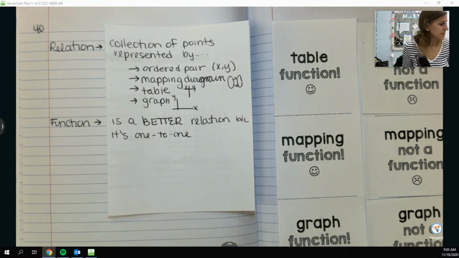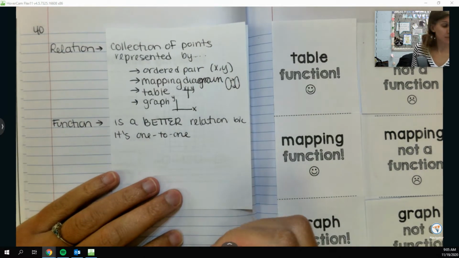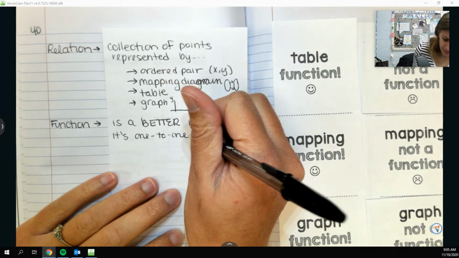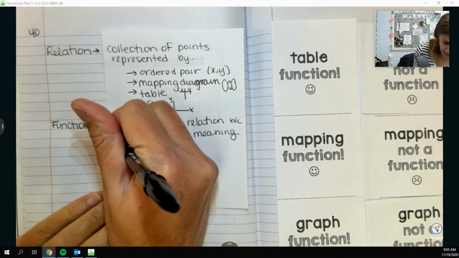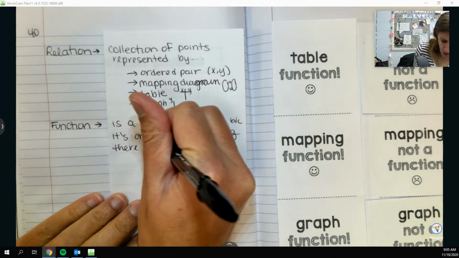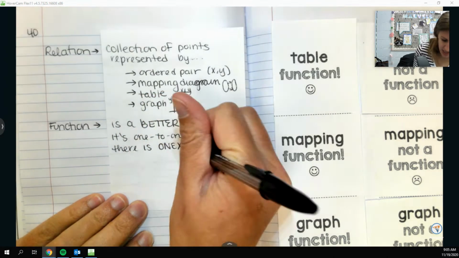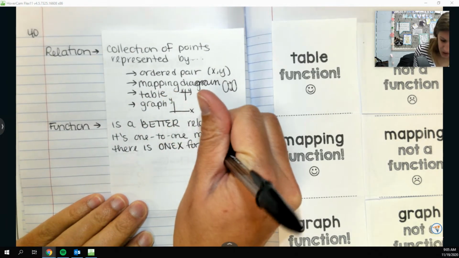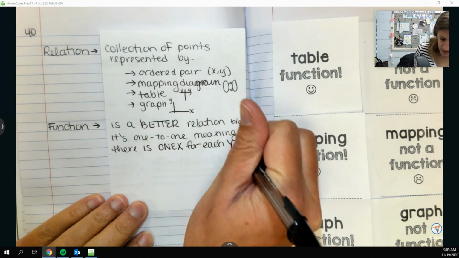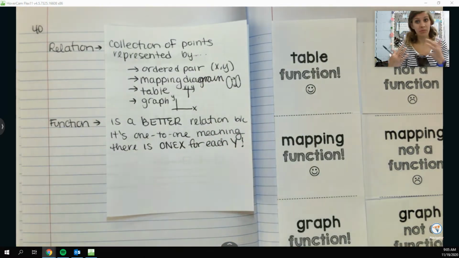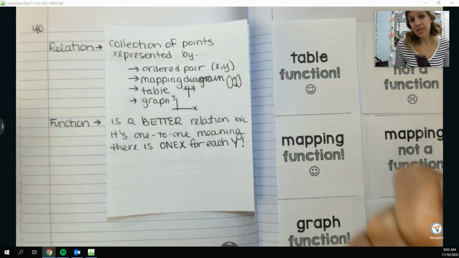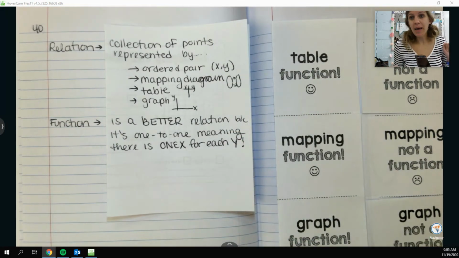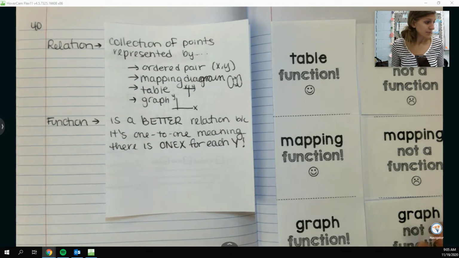So it's one-to-one, which really just means, in terms of mathy stuff, that there is one x for each y. So there aren't two going on. And again, it can be represented in all the same ways: with an ordered pair, a mapping diagram, a table, and a graph. And we're going to look at all those things now.